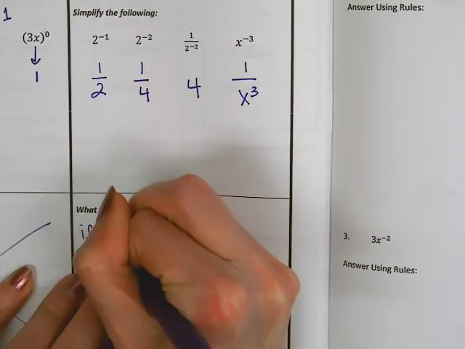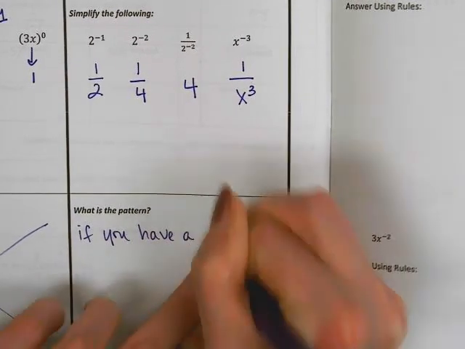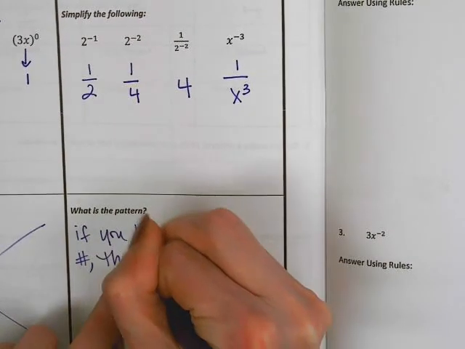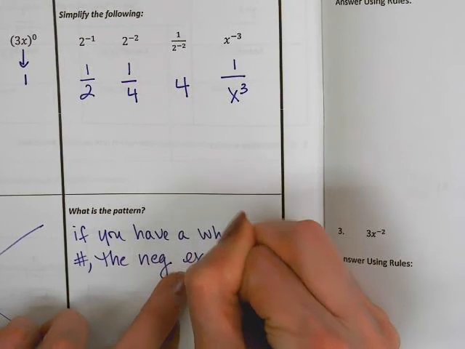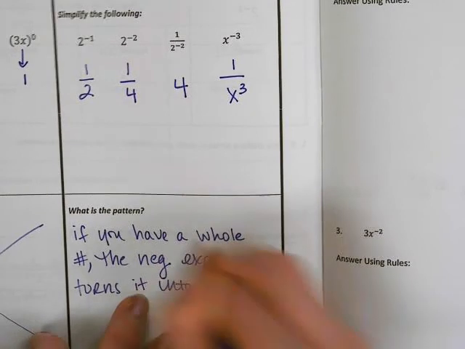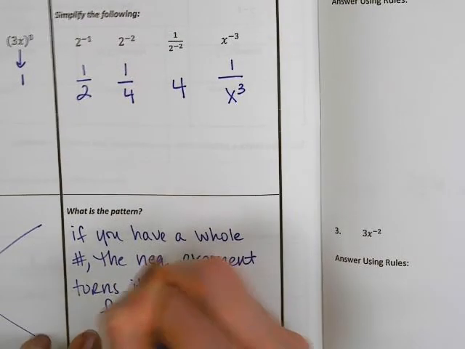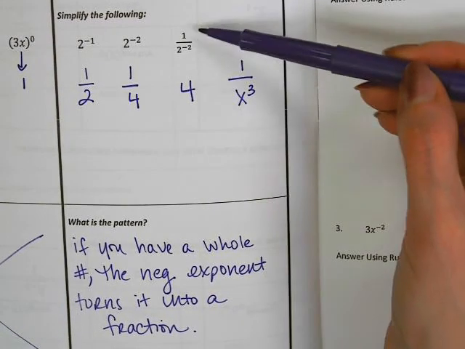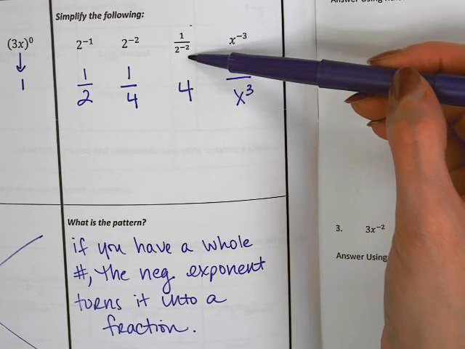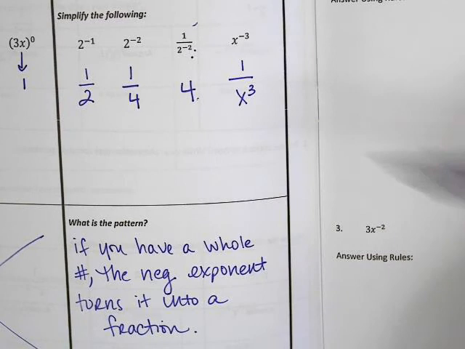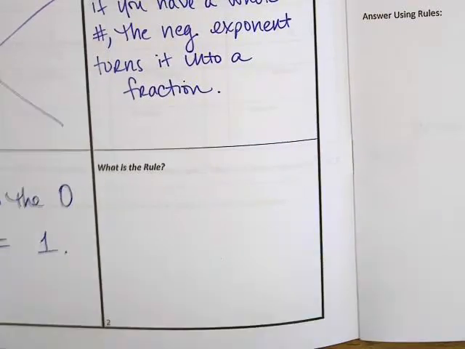Okay, so like if you have a whole number, the negative exponent turns it into a fraction. That would be something that I noticed. I don't know about you guys. And if it's already a fraction, then the negative exponent turns it into a whole number. Okay, but I don't know what you guys came up with. But here is the official rule. Okay, if you want a rule.